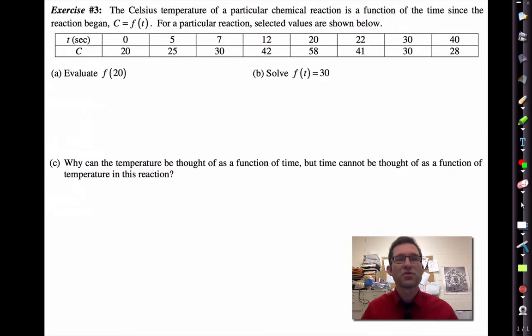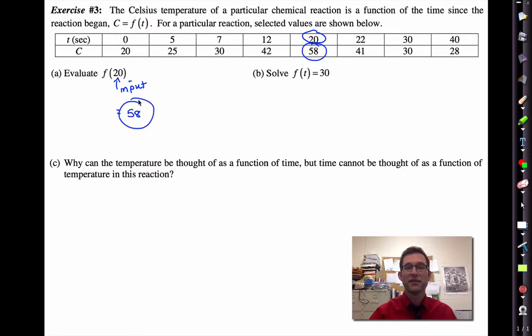It says the Celsius temperature of a particular chemical reaction is a function of the time since the reaction began. C equals F of T. For a particular reaction, selected values are shown below. And the first thing they do is to ask us to evaluate F of 20. Well, that's not so bad, right? This is the input, which is time. And when the input is 20, the output is 58.